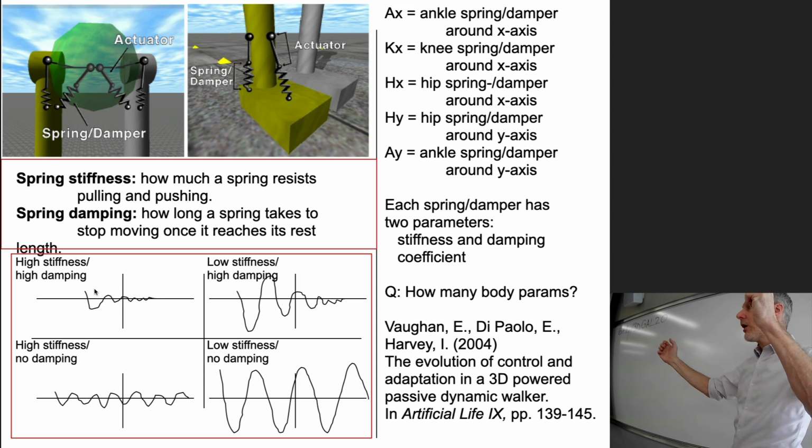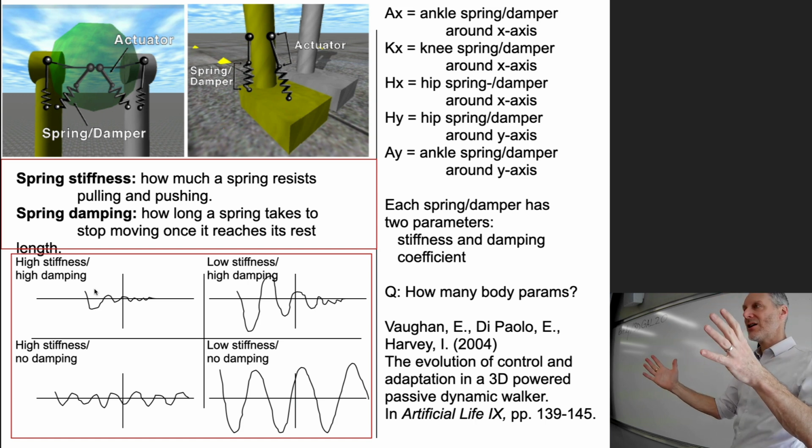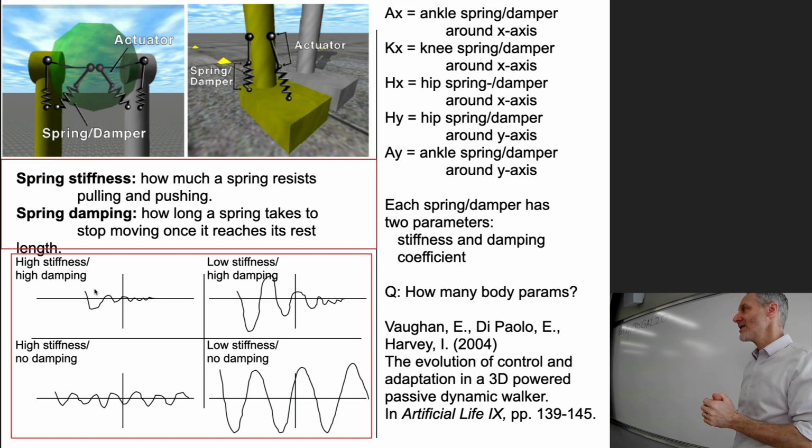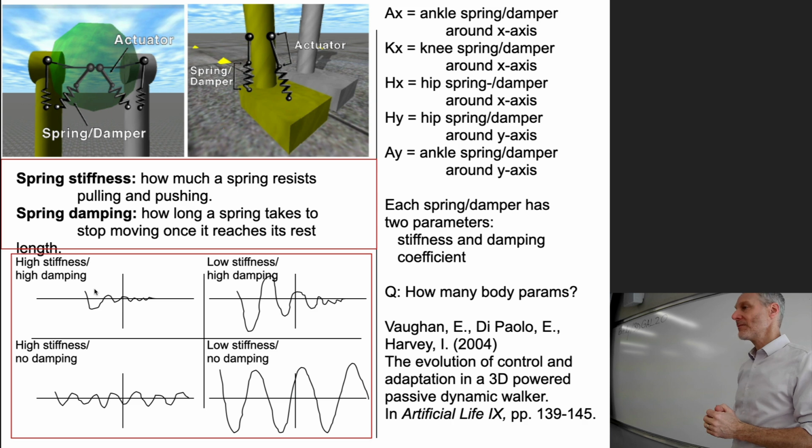Damping is if you have a spring and you let go, how long does it take till it comes back to its rest length? The length that it tends to hang out at when there are no forces acting on it. A spring that wobbles back and forth for a very long time until it comes to rest has low damping. A spring that very quickly comes to rest has very high damping. For any given spring, you can set different values of stiffness and damping and get different kinds of spring properties.